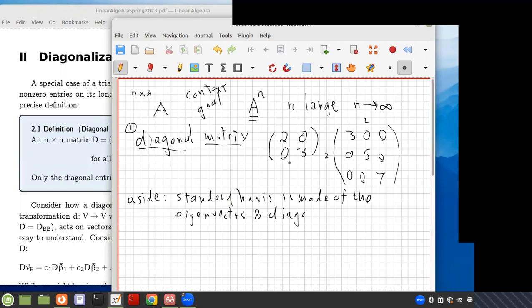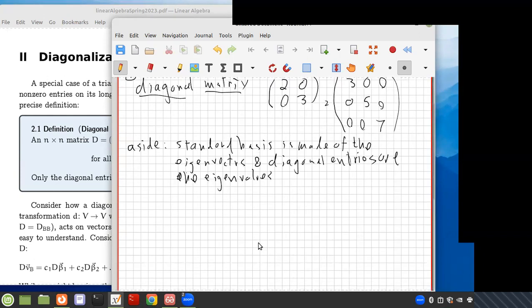Now, as I was saying when I realized that I should record this, the standard basis, 1, 0, 0, 0, 1, 0, and 0, 0, 1, are actually the eigenvectors of this matrix, and the diagonal entries are the eigenvalues. Okay.